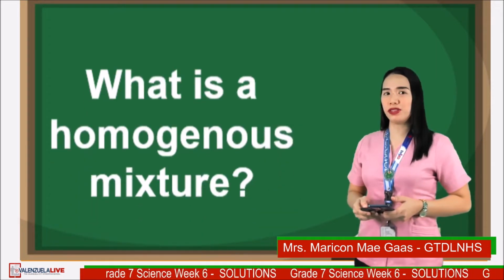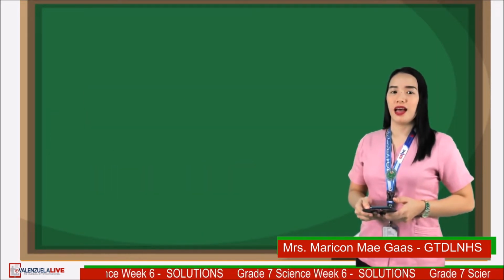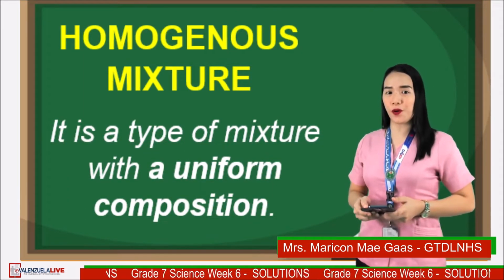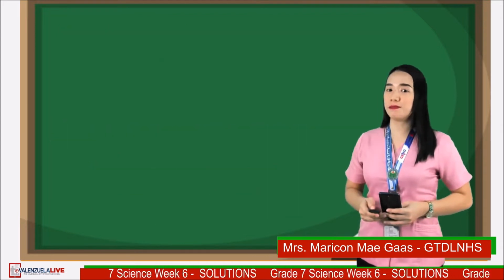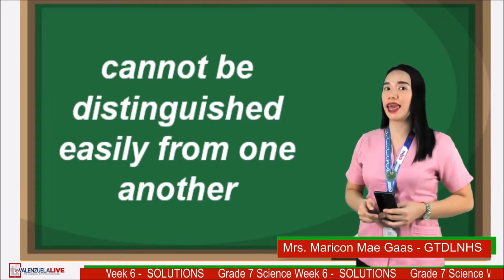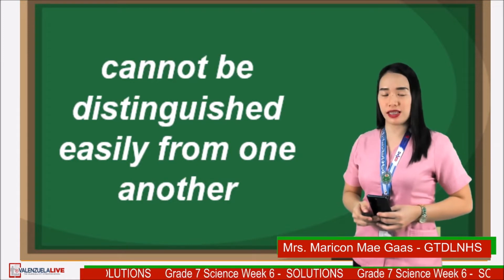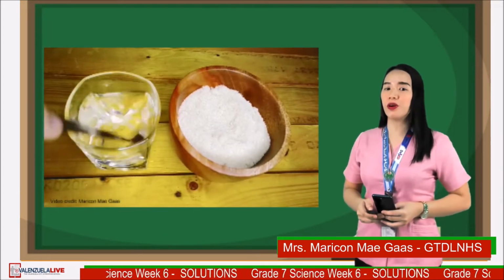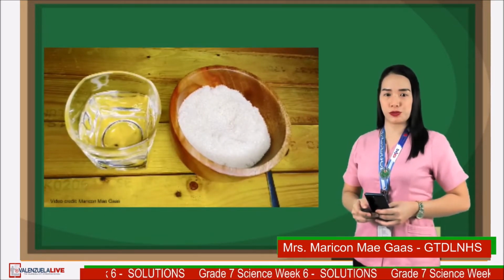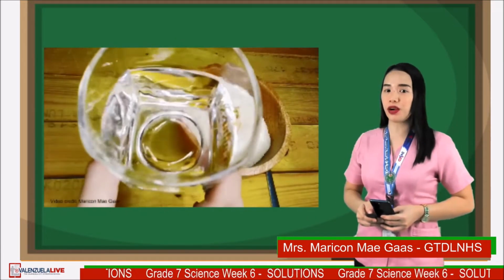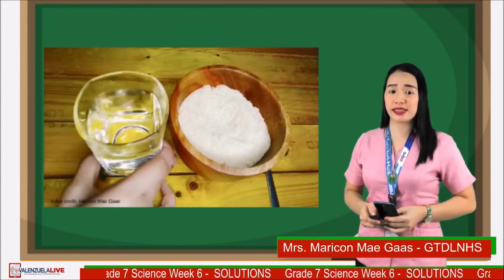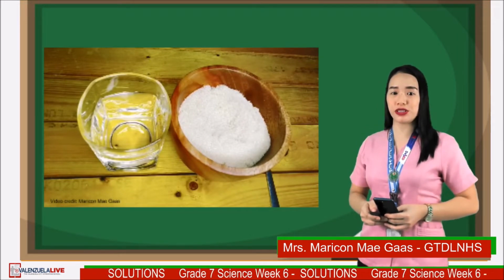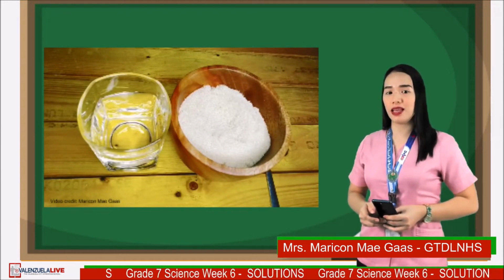And what is a homogeneous mixture? A homogeneous mixture is a type of mixture with a uniform composition. This means that the substances cannot be distinguished easily from one another. When you look closely at our example of sugar solution, upon mixing sugar with water, you cannot see the sugar particles anymore, making this a homogeneous mixture or known to be a solution.